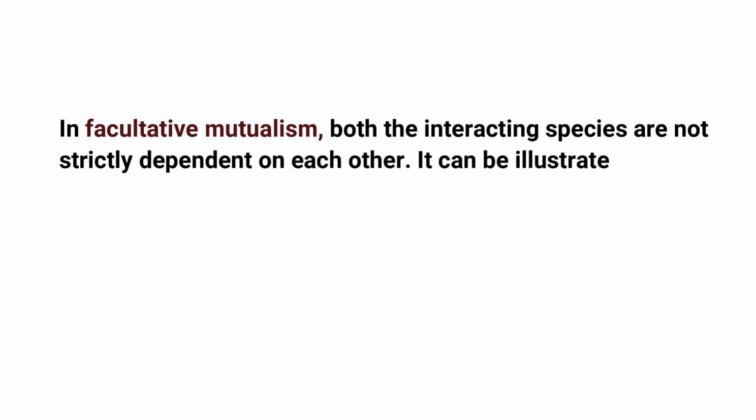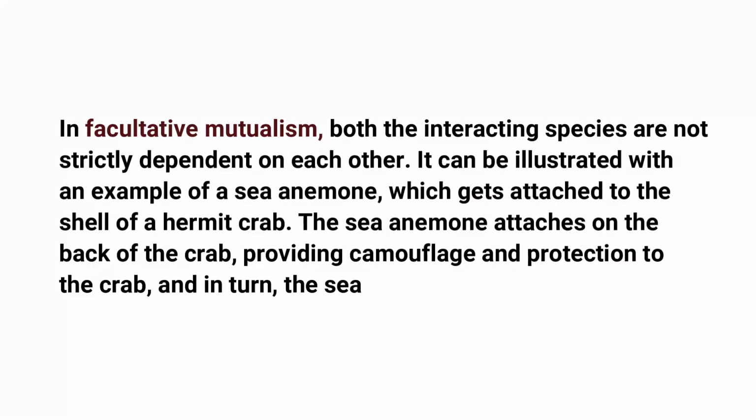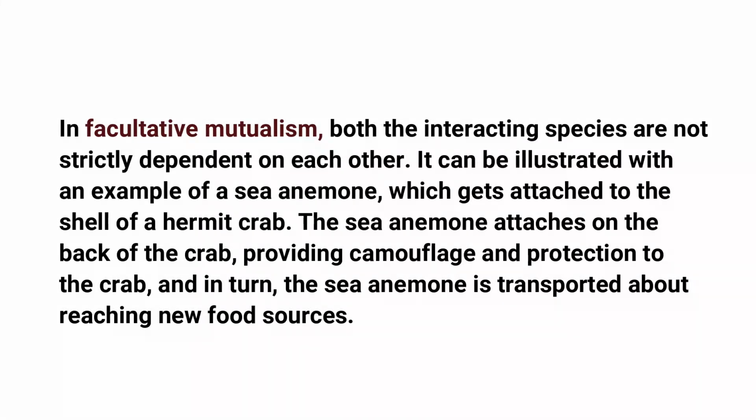We have facultative mutualism. Both the interacting species are not strictly dependent on each other. It can be illustrated with the example of a sea anemone, which gets attached to the shell of the hermit crab. The sea anemone attaches on the back of the crab, providing camouflage and protection to the crab, and in turn the sea anemone is transported about, reaching new food sources.